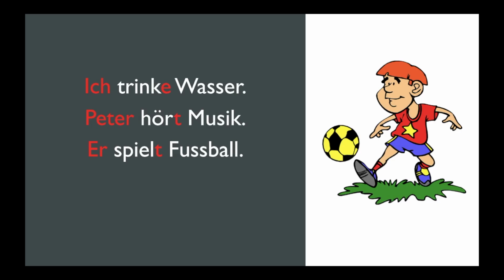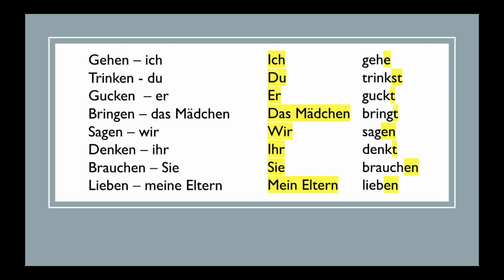Look at these examples. Ich trinke Wasser. Peter, here we have a person, hört Musik. Like in the next example, spielt Musik, spielt Fußball, or Peter spielt Fußball. Or it could be Maria spielt Fußball. Or it could be der Hund spielt Fußball, and so on. Maybe you want to pause the video on this slide just to let this idea of verb conjugation sink in for a moment.